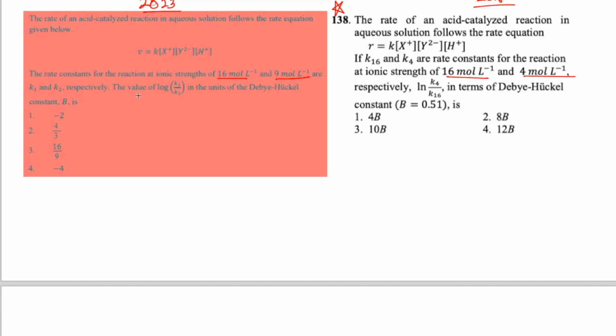Okay, so to solve this question, what has to be taken first of all is, let's say you have x plus reacting with y2 minus in the presence of H plus ion. This should give you a complex that is x y h, and that's the complex. The charge on the complex should be an uncharged species of course, because the charges will be balanced, so that should give you the product, right?